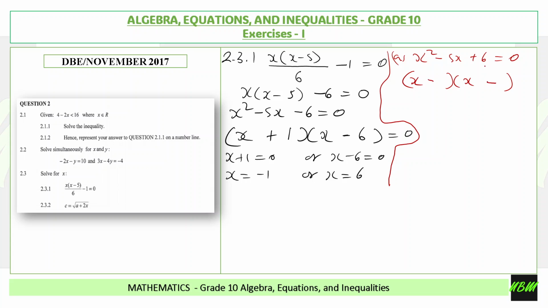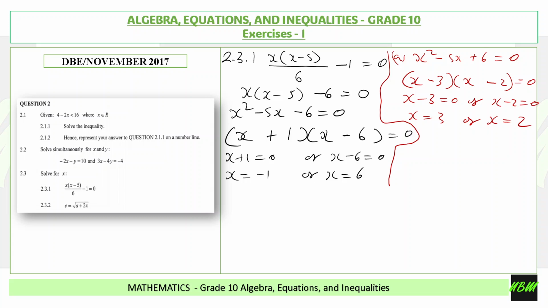And then what are the factors of 6, such that when we subtract, we are going to get minus 5? That will be 3 and 2. Then equals to 0. Then equate each factor to 0. x minus 3 equals to 0, or x minus 2 equals to 0. Then x will be equal to 3, or x will be equal to 2.